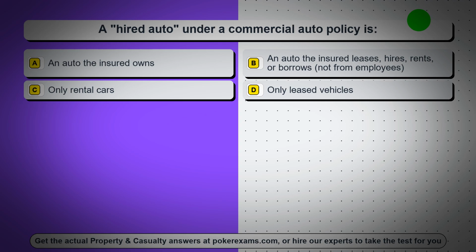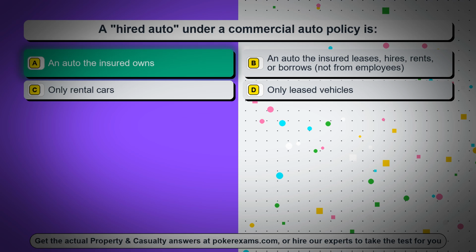Question 88. A hired auto under a commercial auto policy is: option A, an auto the insured owns; option B, an auto the insured leases, hires, rents, or borrows, not from employees; option C, only rental cars; option D, only leased vehicles.